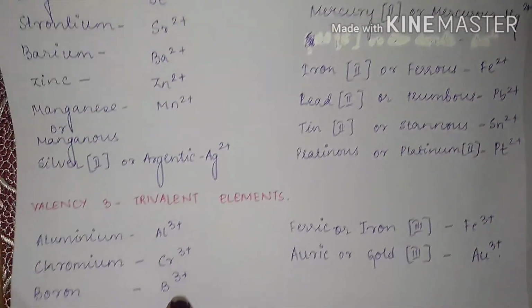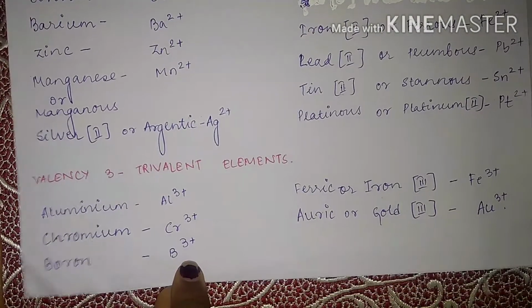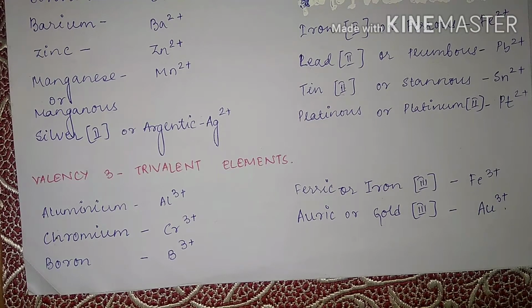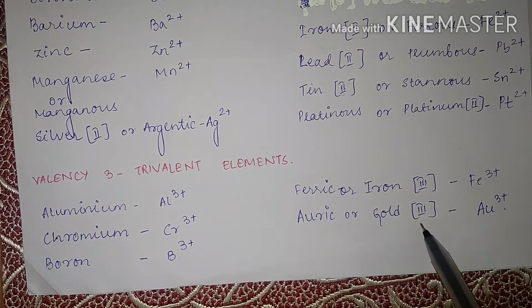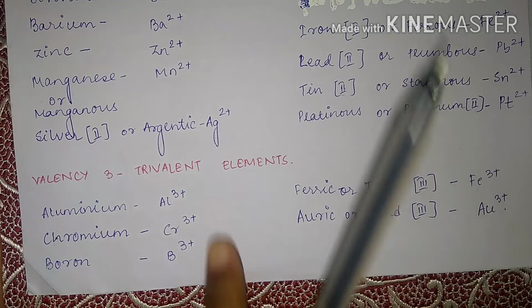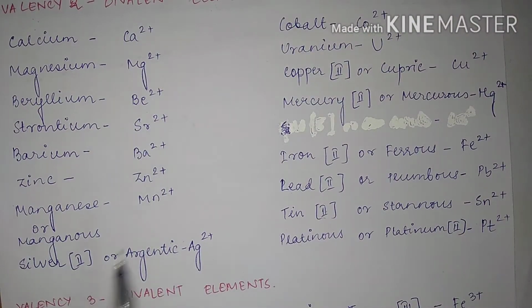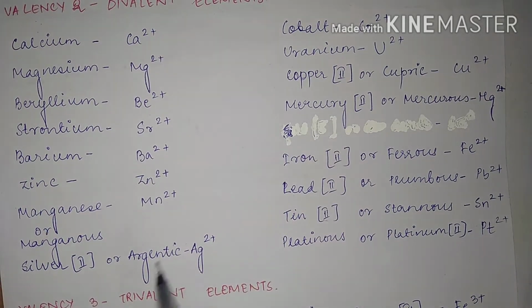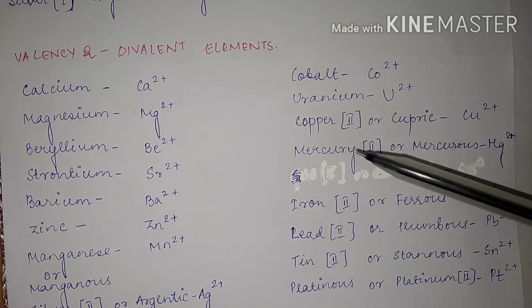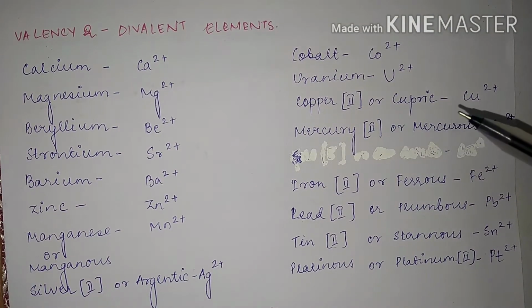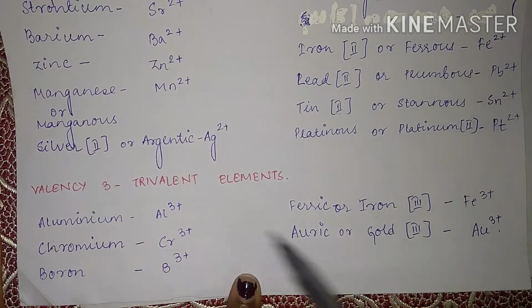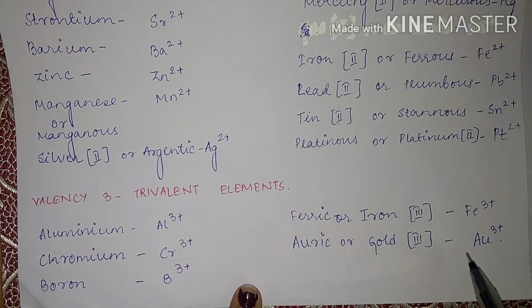Next we have valency 3, trivalent cations: aluminium 3+, chromium 3+, boron 3+, ferric or iron 3, Fe3+, and gold or auric 3, Au3+. Note that we had silver in divalent elements with Ag2+, but we did not have gold there, because gold shows valency 1 and 3 only. So again, in the trivalent cations we have gold here.